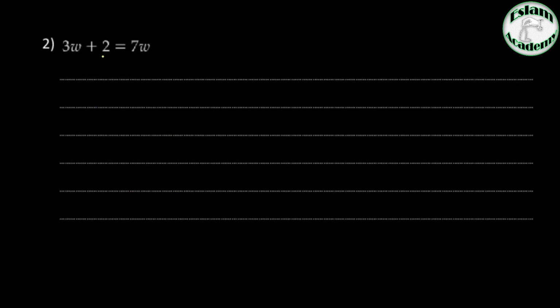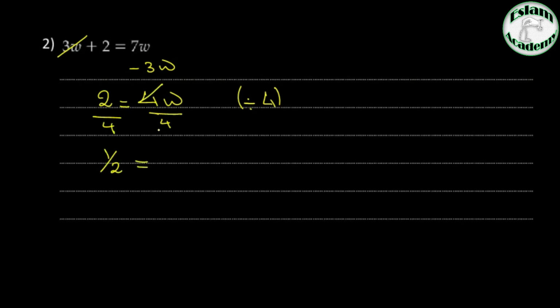Number 2. 3w plus 2 equals 7w. We can shift the 3w to the right hand side by subtracting 3w. Now we have 2 equals 7w minus 3w, equal 4w. We can divide all of the equation by 4 because the coefficient of w is 4. So divide by 4 and divide by 4. 2 divided by 4 is equal to 1 over 2. Cancel 4 and 4, so w is equal to 1 over 2.